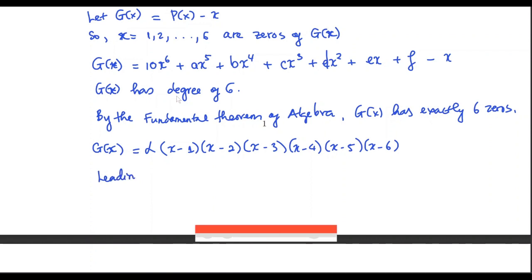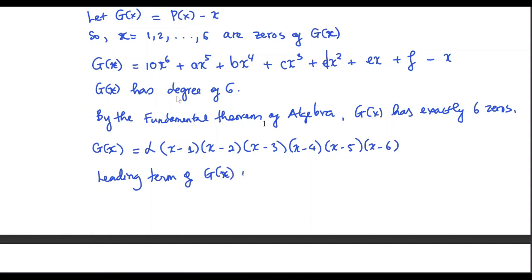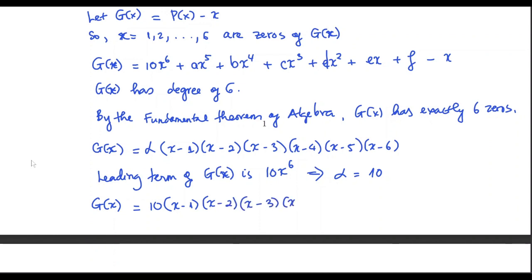So the leading term of g of x is 10 x to the power 6, which implies that alpha is equal to 10. Going back to g of x, we replace alpha with 10. So g of x is equal to 10 times x minus 1 times x minus 2 times x minus 3 times x minus 4 times x minus 5 times x minus 6.